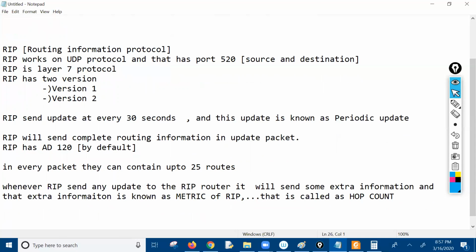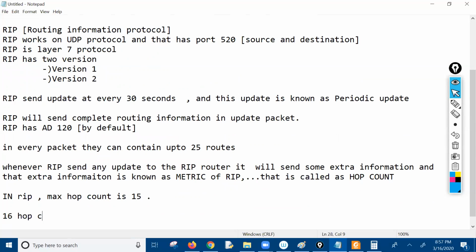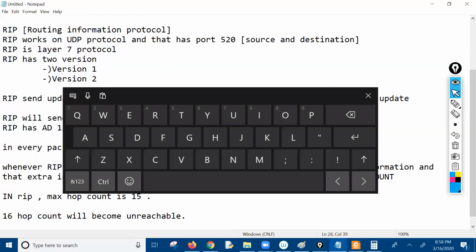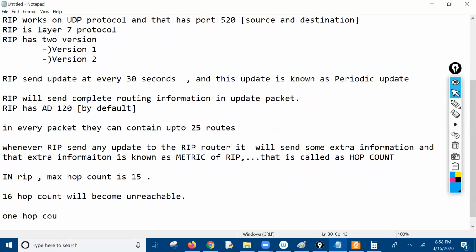In RIP, max hop count is 15. 16 hop count will become unreachable. What I'm trying to say is that you can only put 15 routers. One hop count is equal to one router.